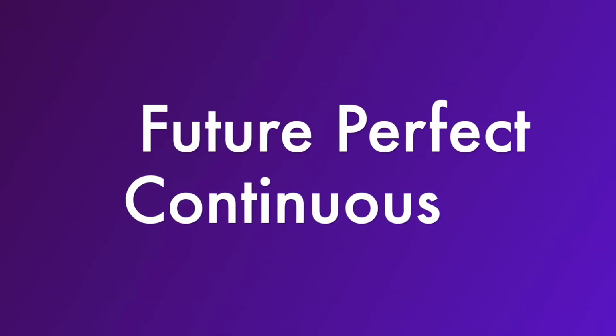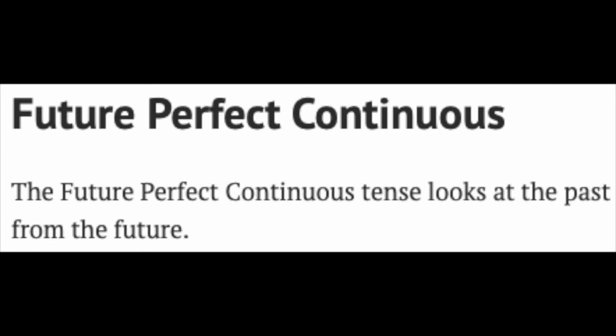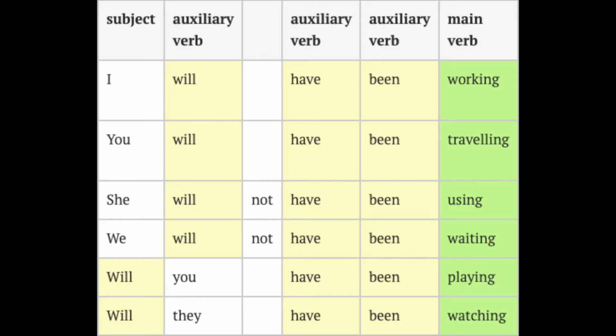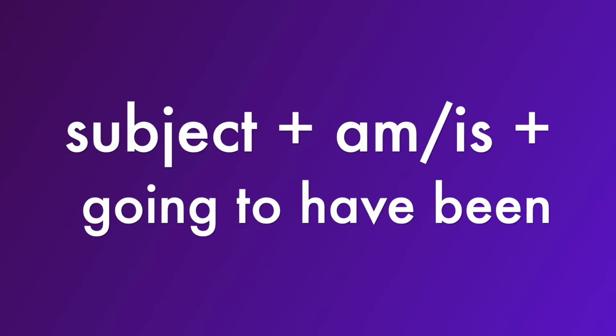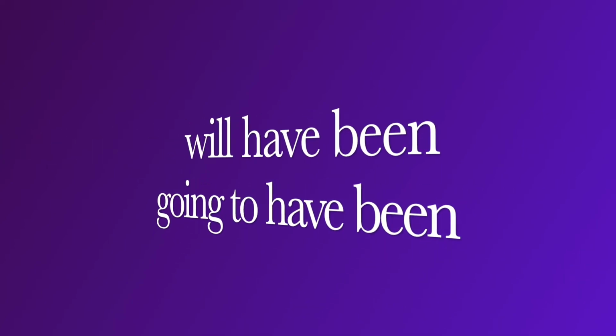The future perfect continuous tense looks at the past from the future. To form the future perfect continuous, we need a subject like I, you, we, they, it, he, she, and then we will use will have and been. Then we add the action in ing. You can also use is going to have been plus action ing. Remember, you can use either one of these. There is no difference in meaning.